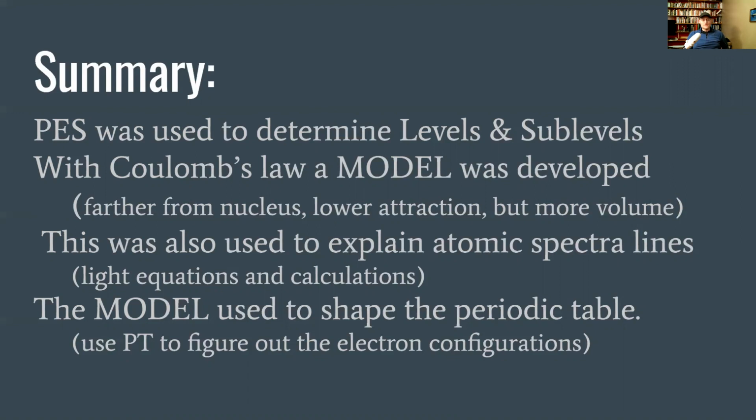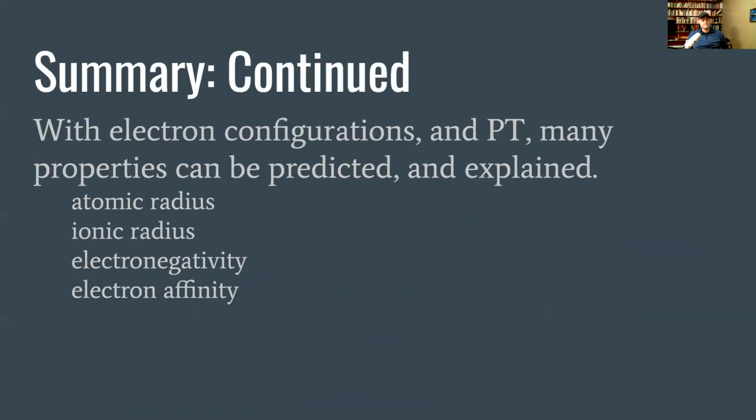The model that we determined for s, p, d, and f orbitals was actually used to shape the periodic table. So instead of trying to memorize the exact sequence, use a periodic table to figure out what the electron configurations are going to be. With electron configurations and the periodic table, you can predict many different properties as well as explain why they work that way. So some of the ones that you should be able to explain are going to be atomic radius, which we discussed in these notes, ionic radius, which we discussed in these notes. But we didn't explain electronegativity and electron affinity, but you should be able to do that now that we've had this discussion.